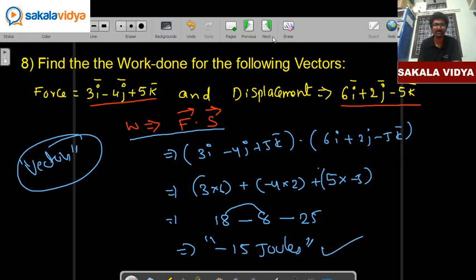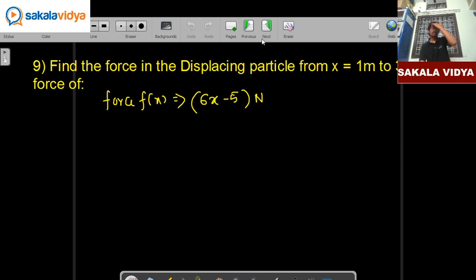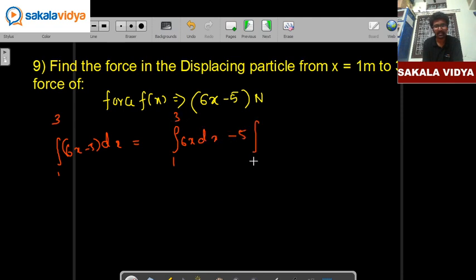Now let us solve one more question. Find the work done in displacing a particle from x equal to 1 meter to 3 meter by the force f of x is equal to 6x minus 5. So in order to solve this, we must do integration. So integration with lower limit 1, upper limit 3, of 6x minus 5 dx. Simply integration of 6x from 1 to 3 dx minus 5 with lower limit 1 upper limit 3 dx.